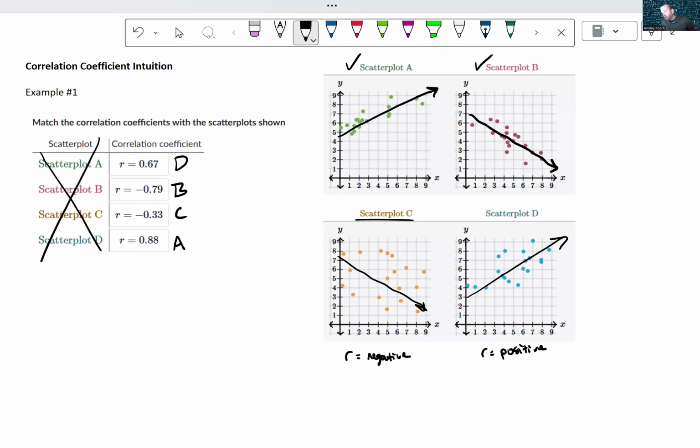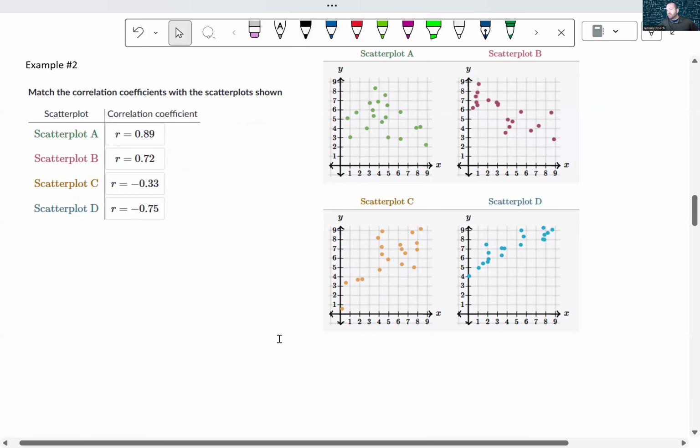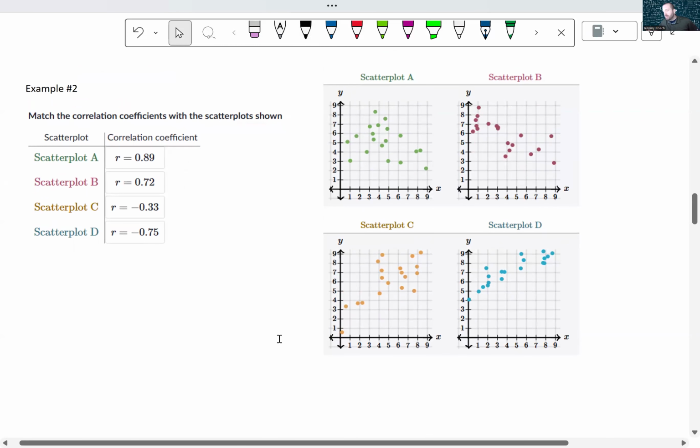So again, when R is equal to 1 or -1, our data points are very, very close, or they should be exactly on the line of best fit if it's R equals 1 or R equals -1. Let's look at one more of these. Do the same type of problem here. It says match the correlation coefficients with the scatter plots shown.